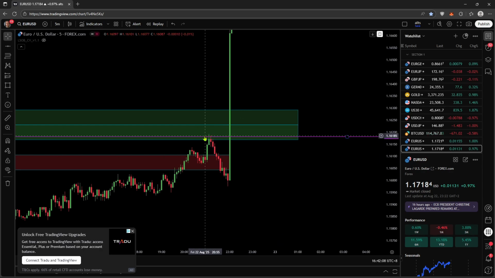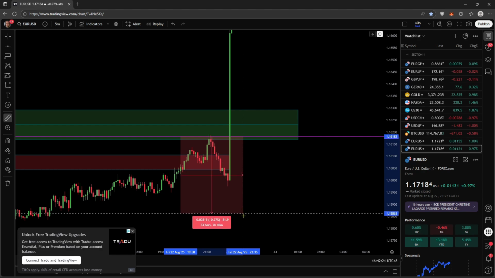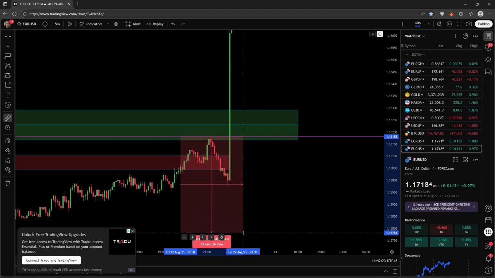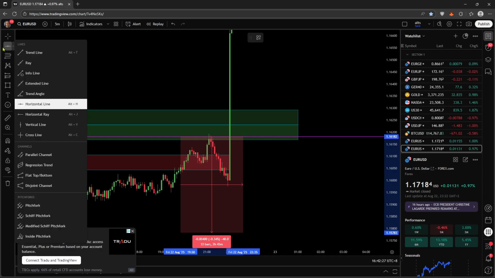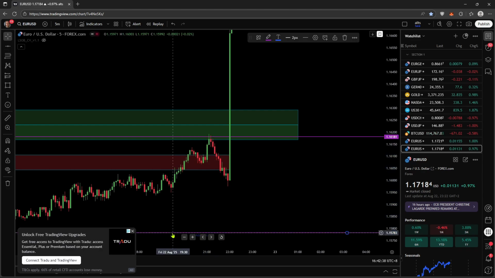But back to the pending order. So this is the price of our pending order, and let's measure 40 pips. 40. There you go. Let's grab a horizontal line, sorry, and place it here. You don't have to be that accurate, but you can be, of course. Let's place it here.